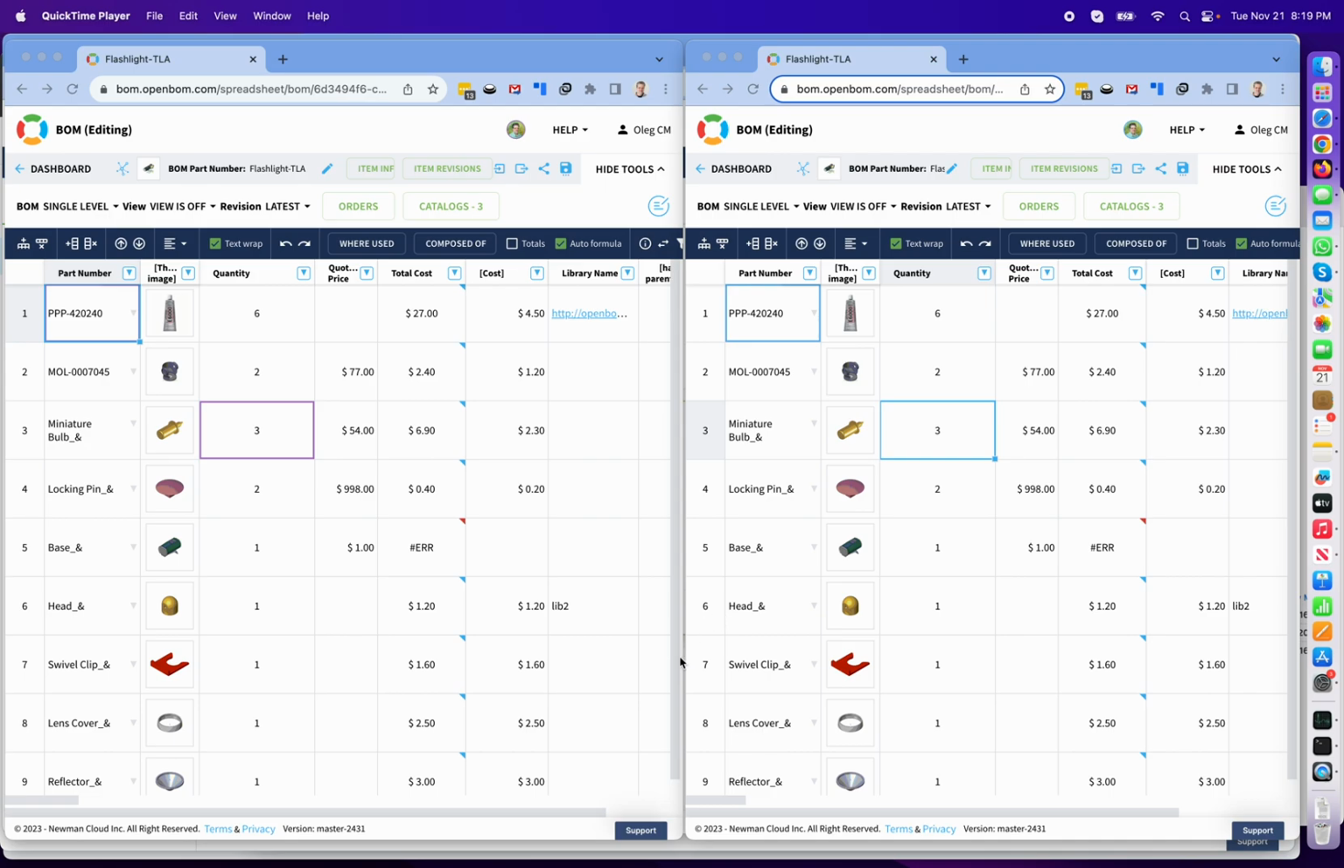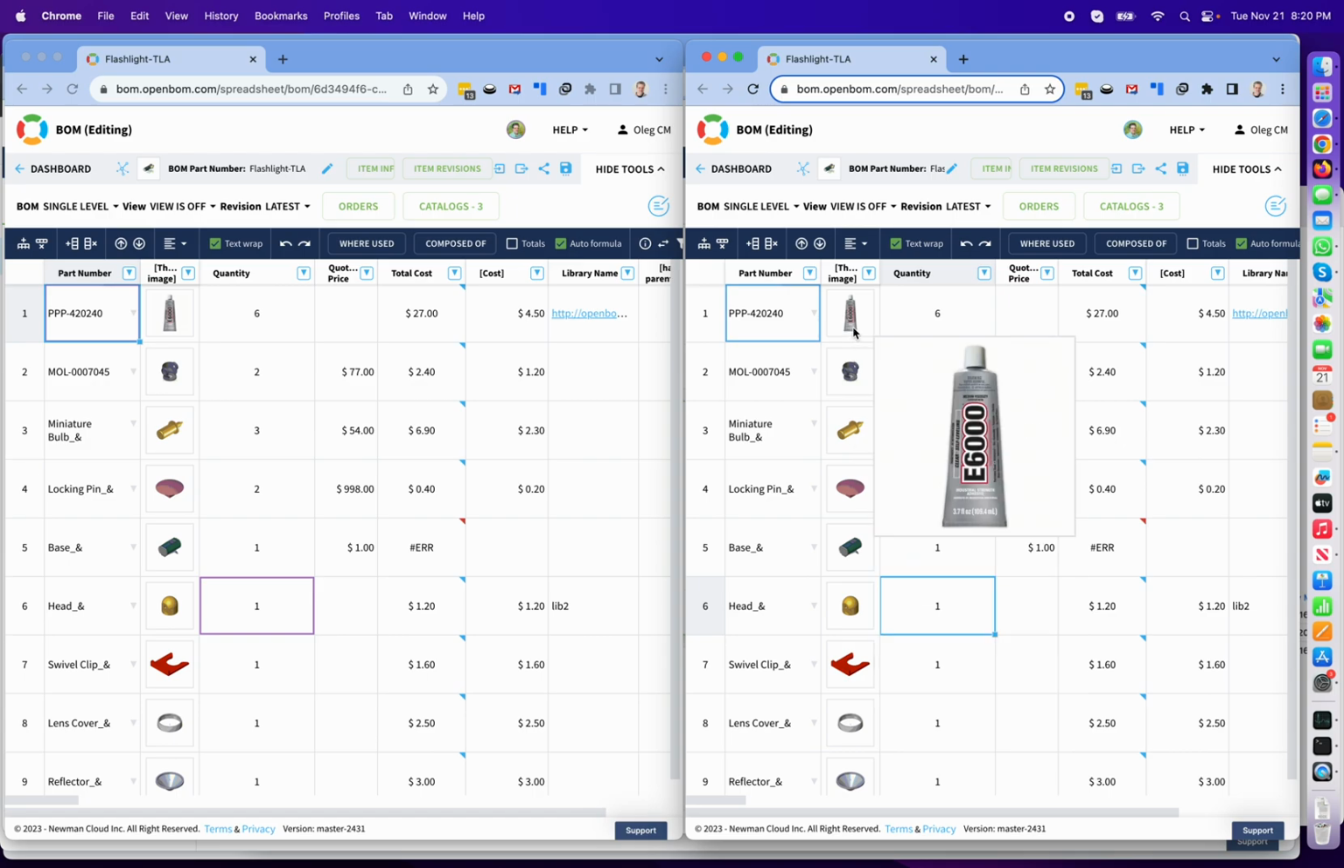So what you see in front of you are two OpenBOM instances running inside of a browser. And they are simulating the collaboration between two people that are making simultaneous changes in this bill of materials.